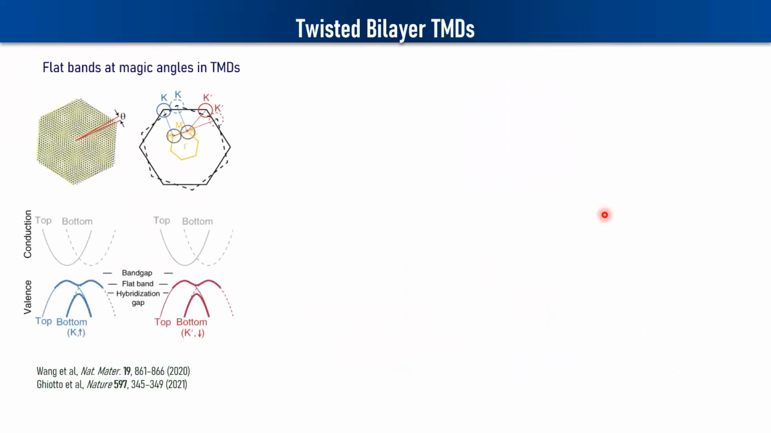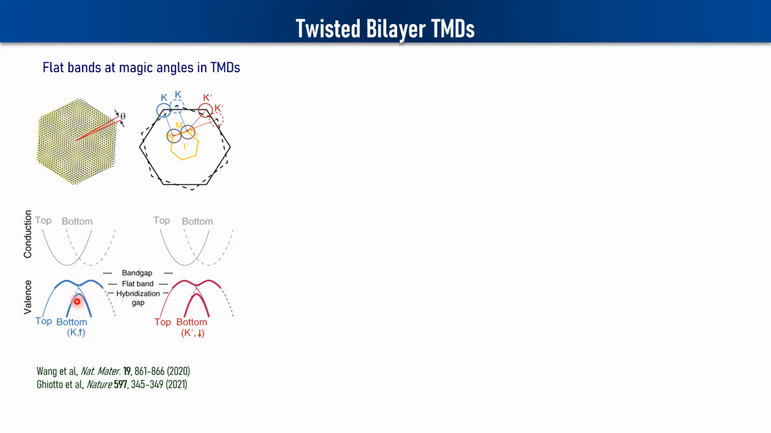Now I will come to some of the work that I am doing currently. Let me start with the concept of twisted bilayer transition metal dichalcogenides. This is a very interesting system. Once you twist one layer of TMD over another layer of TMD, there is a significant change in the band structure. Here, this is the parabolic band of one layer, and this is the parabolic band of the other layer. This is at the K point, and this is at the K prime point.